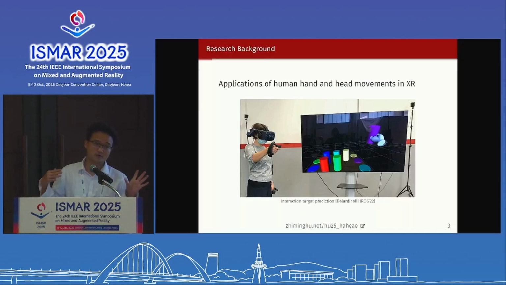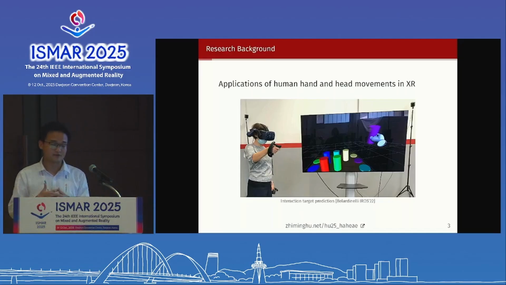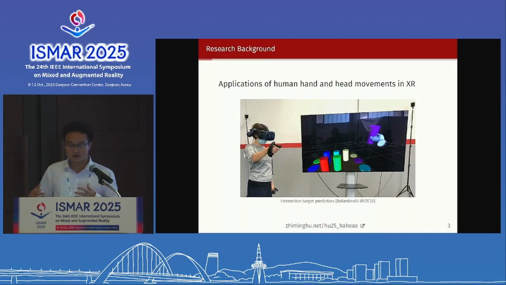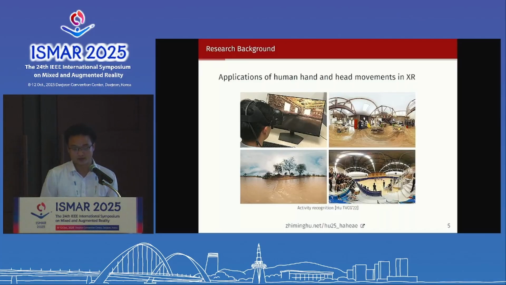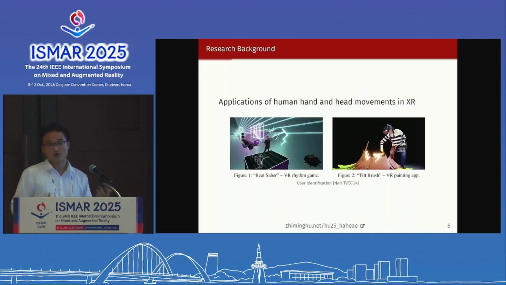As we know, users of XR use their hand and head movements to interact in AR and VR environments. For example, human hand-head movements are useful for interaction target prediction. They can also be used for redirected walking. We can also recognize human activities from their hand and head movements. And we can also try to do user identification using hand and head movements in XR.